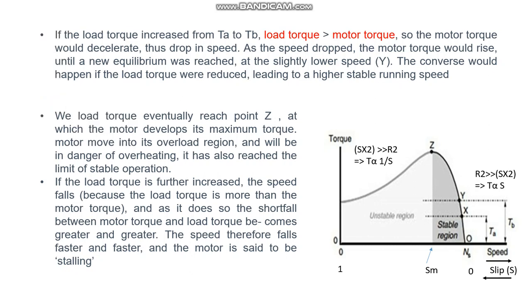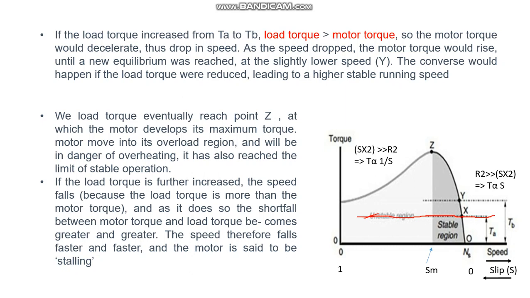For the time being, I am considering the load as a straight line like this. If this is the load torque line, and the electromagnetic torque curve is like this, the point where the load torque matches the electromagnetic torque is called the operating point.